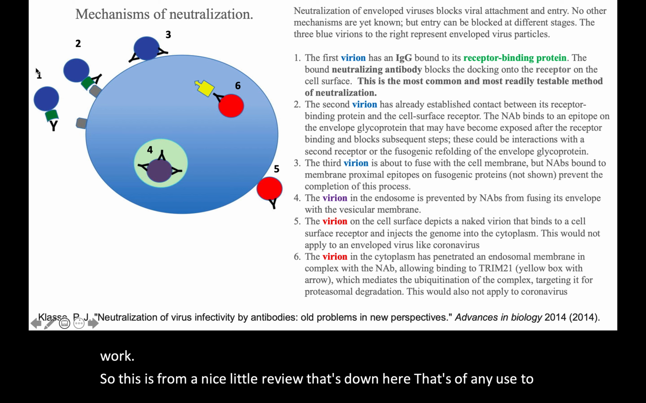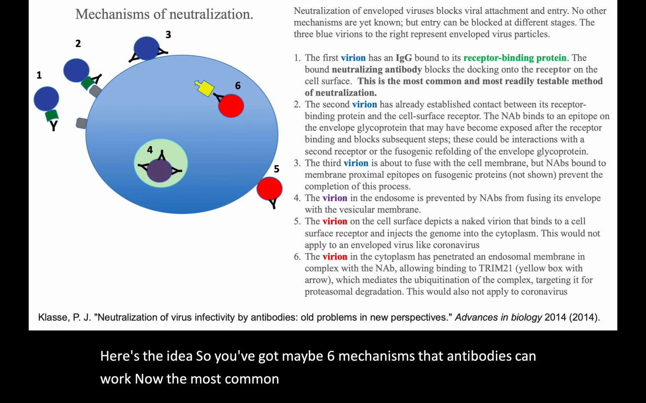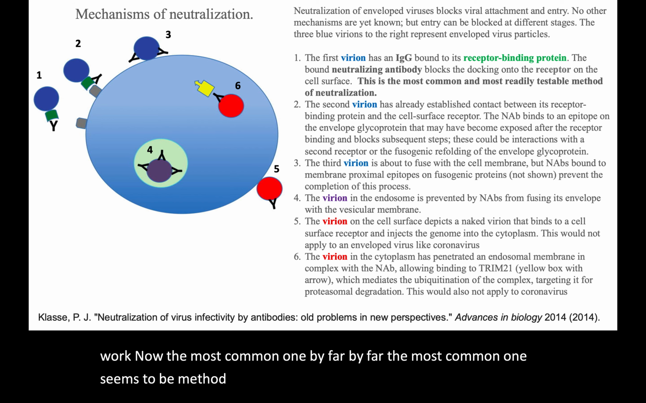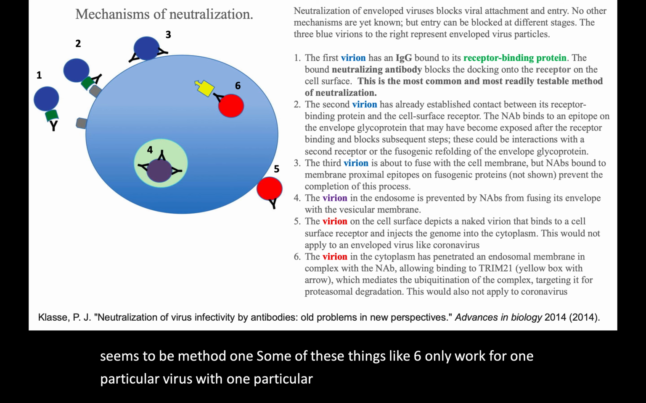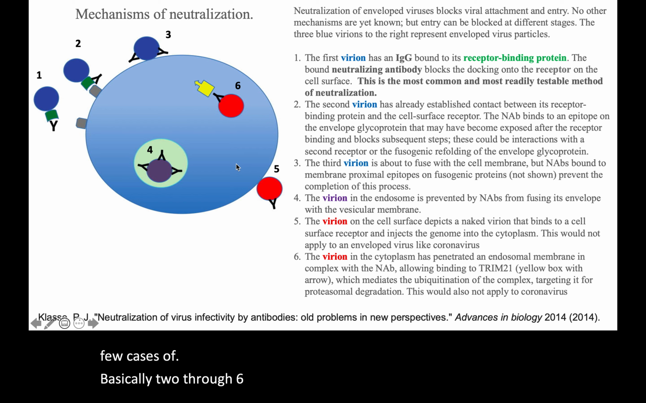Here's the idea. You've got maybe 6 mechanisms by which antibodies can work. Now, the most common one, by far the most common one, seems to be method 1. Some of these things, like number 6, only work for one particular virus with one particular antibody, so they're really rare. And it's only a few cases of basically 2 through 6 where we've seen anything like that happening.